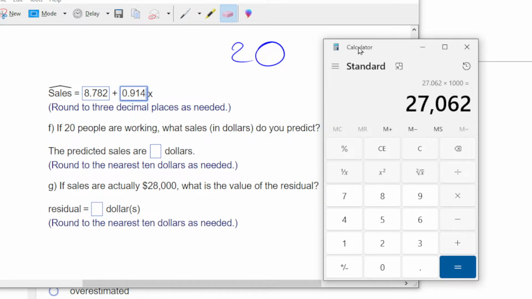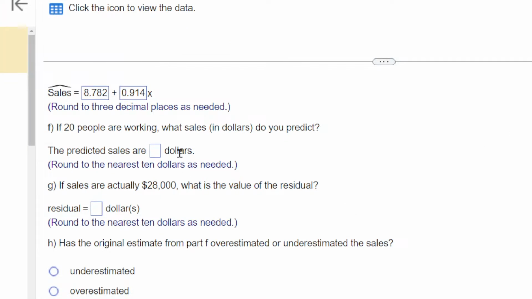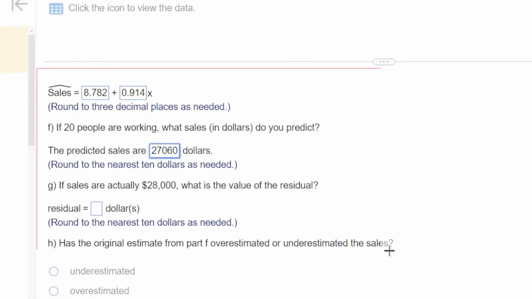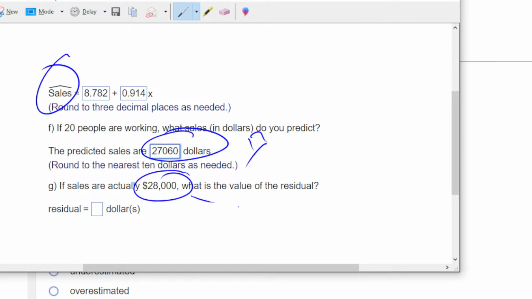Predicted sales. And if you notice they have a hat over it, the hat means predicted. Very important right there to say that this is predicted sales. It says round to the nearest $10, so make sure to round this to 27060. Now that we have the predicted sales, if there are actually this many sales, then this right here is the Y hat, because we just solved it from here. So what is actual sales in notation? And it would look something like this now. That point would be here.